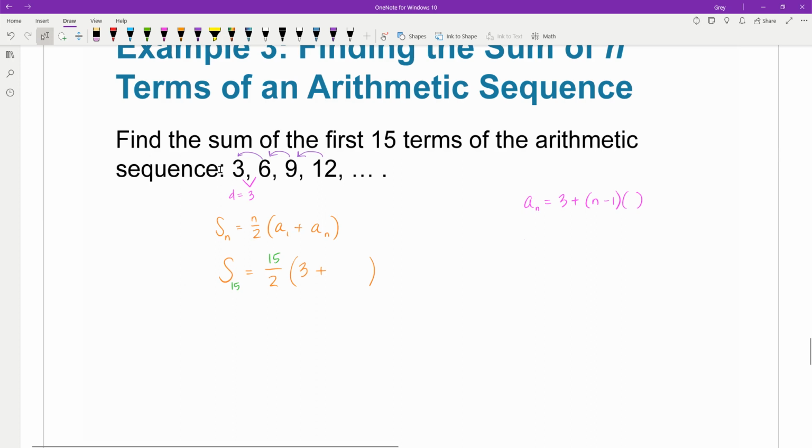Okay, another way to think of it is these numbers are getting bigger, and if they're getting bigger, D is going to be positive. If these numbers are getting smaller, then D is going to be negative, which is like the first example I did. So in this formula over here for a sub n, my D is 3. So a sub 15 is going to be 3 plus 15 minus 1 times 3. So a sub 15 is 45, and that's what I'm going to plug into my formula and find out that the sum of the first 15 terms is equal to 360.